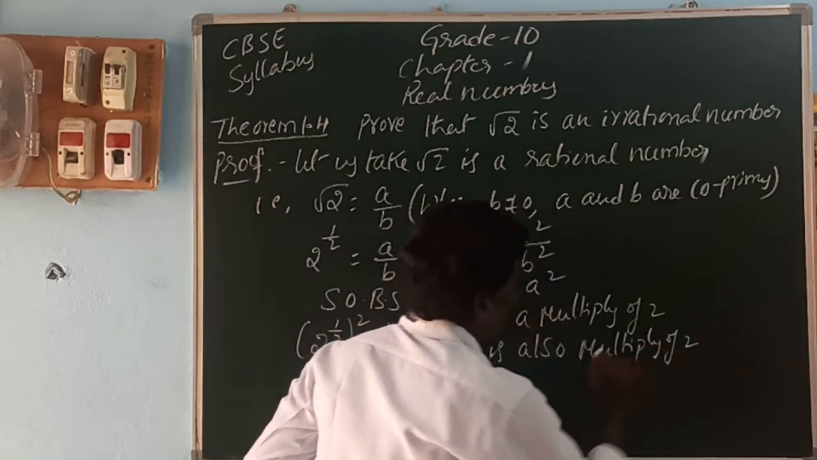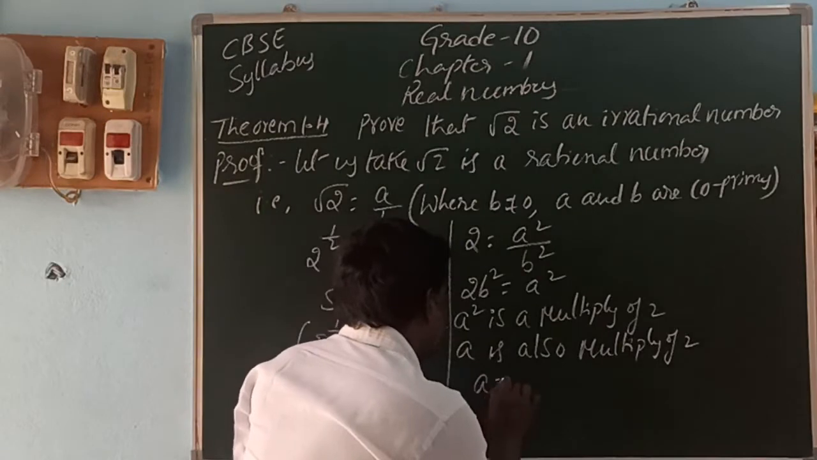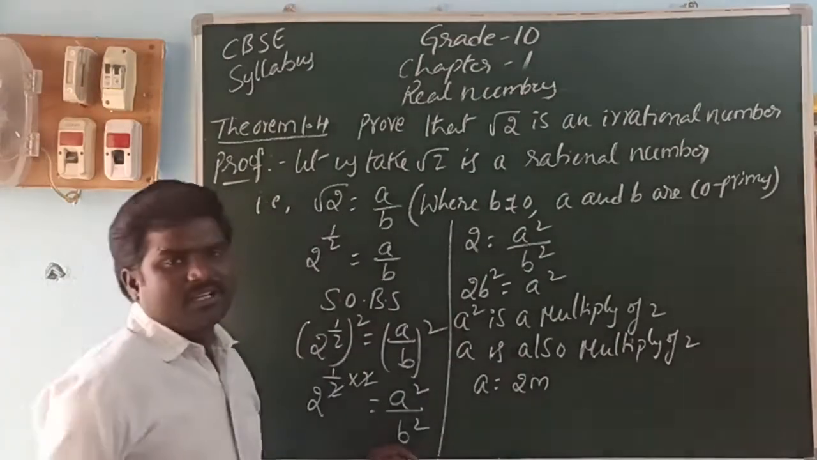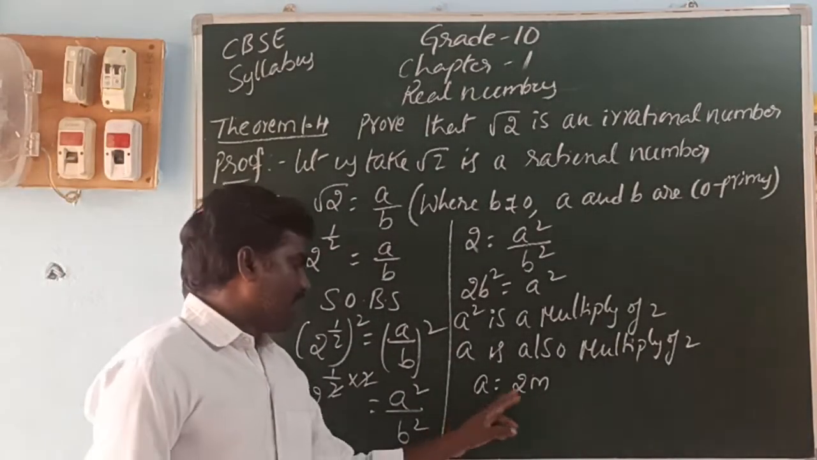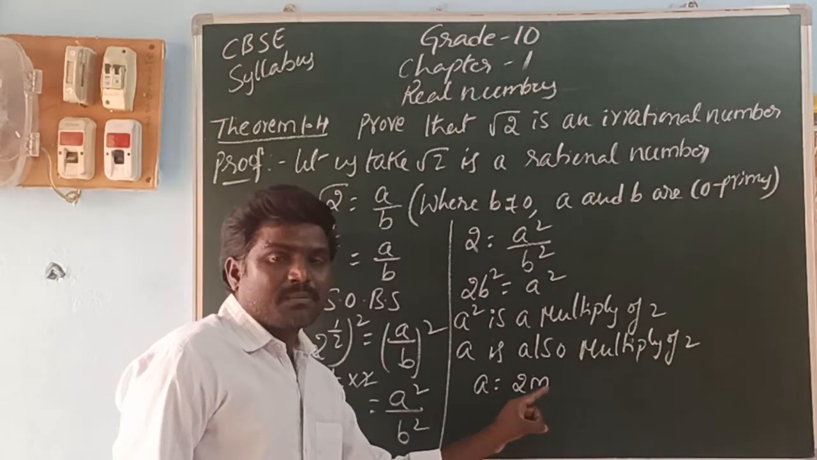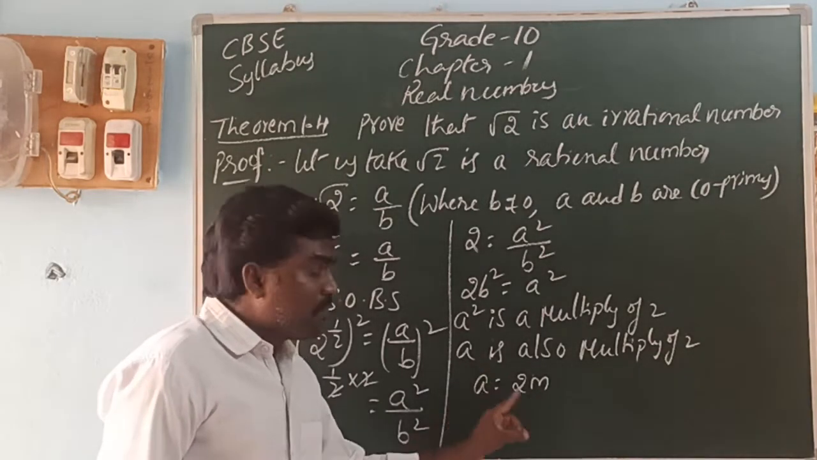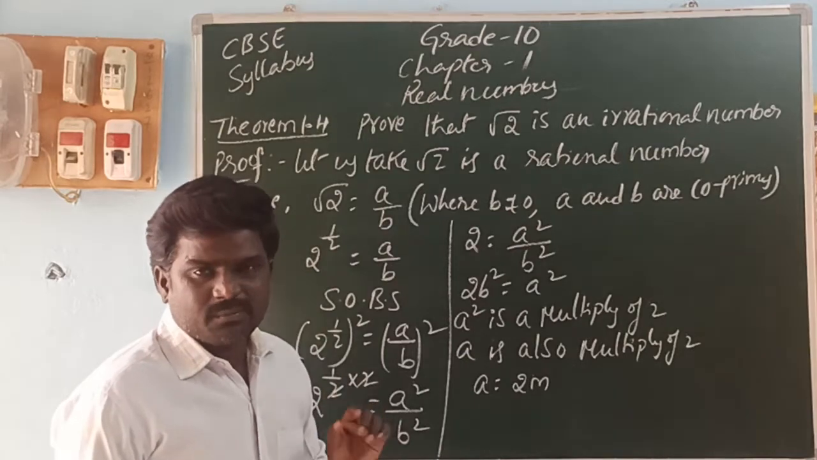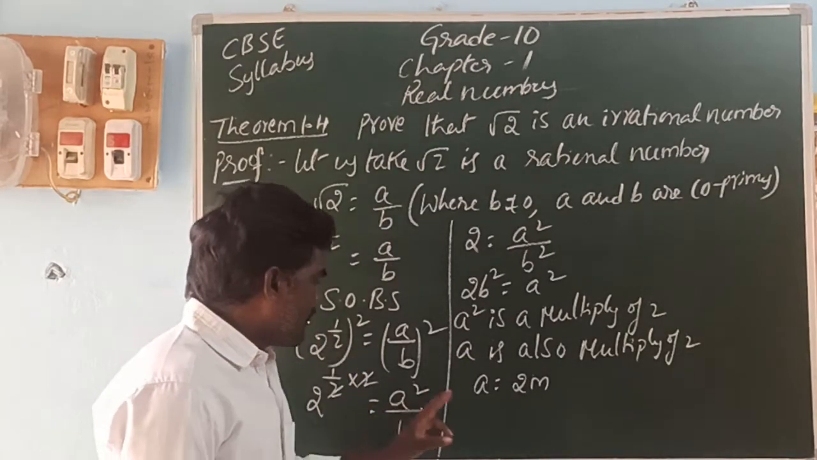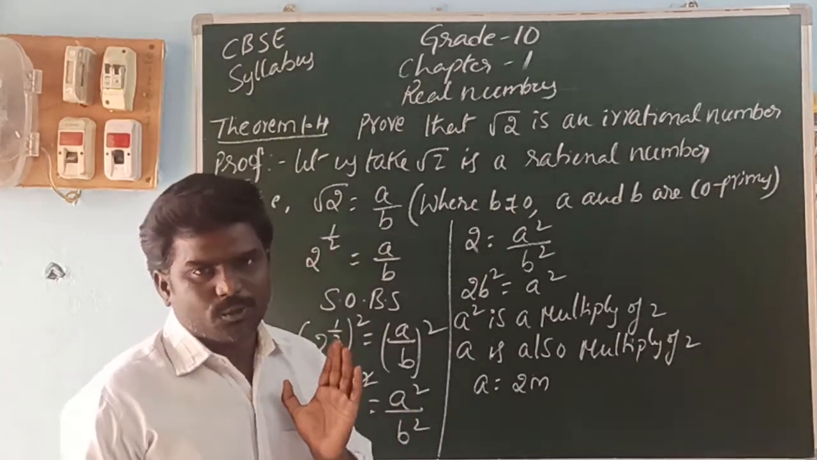Multiples of 2. So that is a is equal to m. So here a is multiples of 2, nothing but a is divisible by 2. Multiple is nothing but divisible. So when it is divided by 2, the remainder is 0.